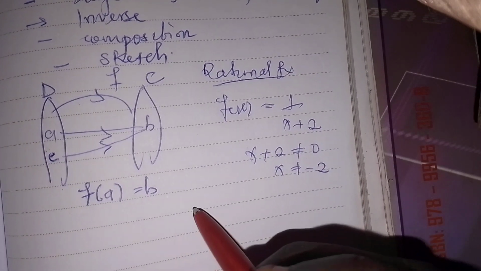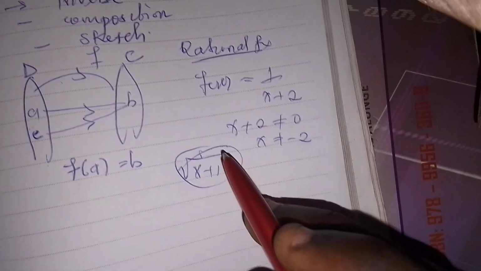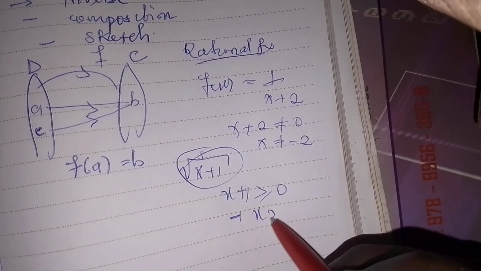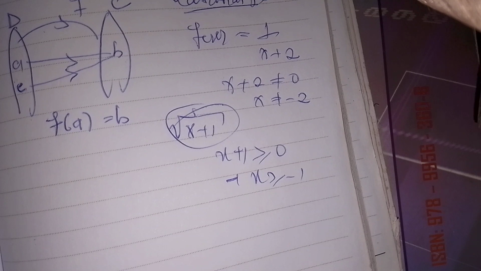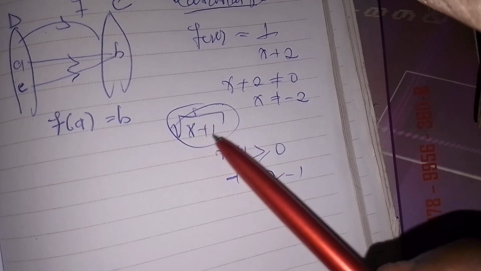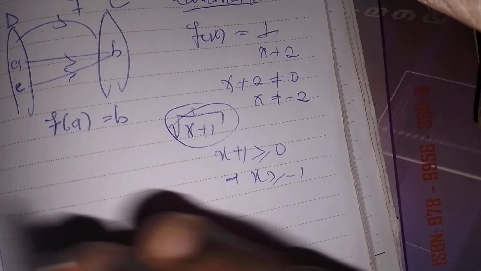Now, what about square root functions? The square root of maybe x plus 1. Now, this function is defined when x plus 1 is greater or equal to 0, which means that x is greater or equal to negative 1. So that's the domain of definition of this function. Why? Because the square root is defined when the interior is always positive. Now I think I'm going to end there.